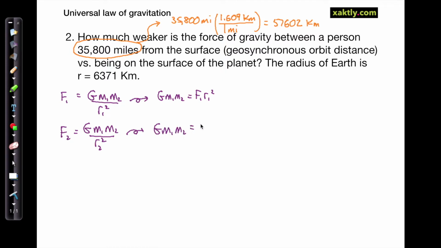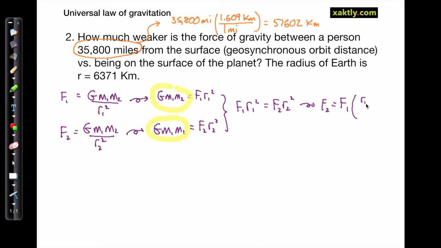Now we can rearrange both of these as I'm doing here, and you'll notice that G and M1 and M2 are the same in both expressions. The masses of the object and the planet haven't changed, and G is a constant. So basically, you could use the transitive property to link F1 r1 squared and F2 r2 squared. So the radii, the distances between the objects change, and so the force will have to change proportionally.